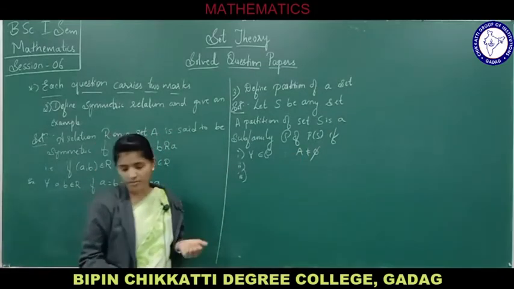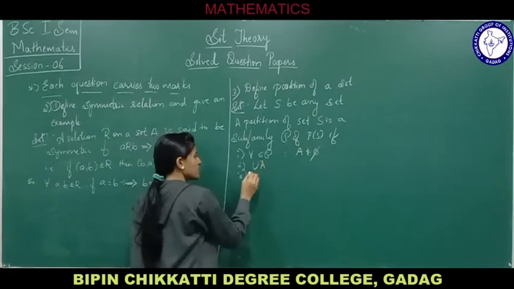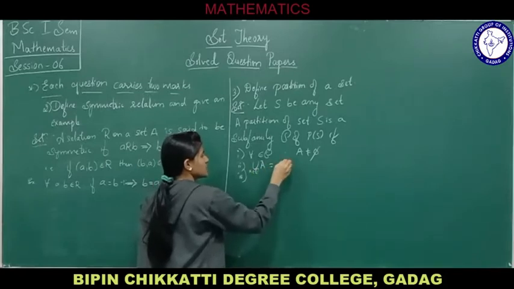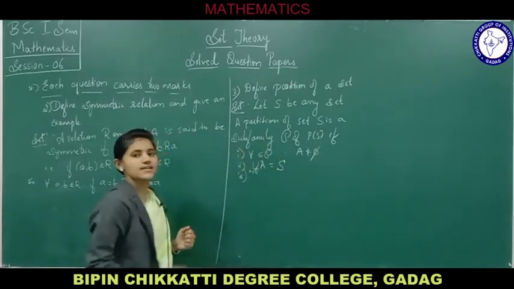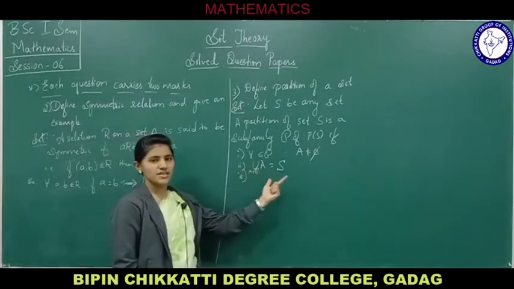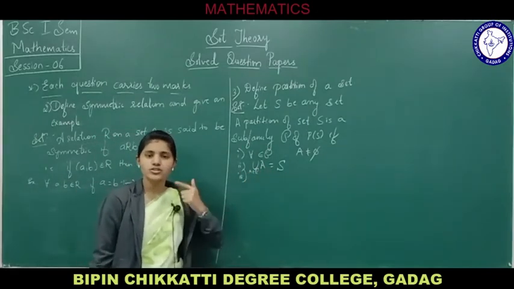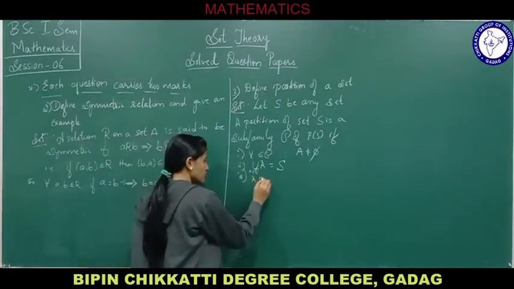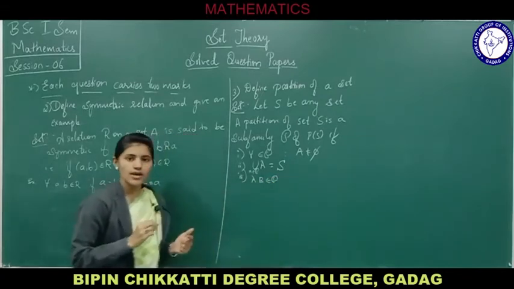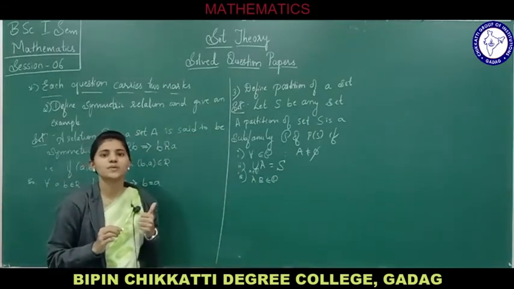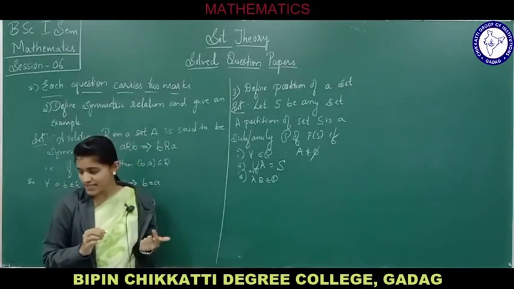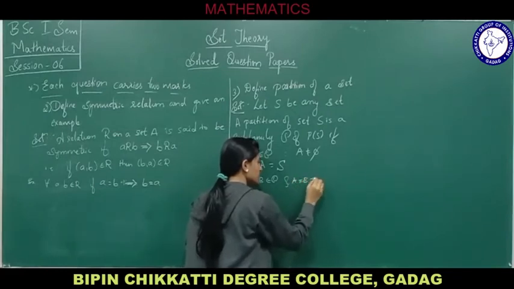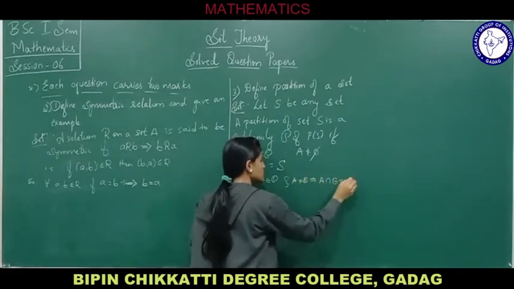What is going to happen? The union of A, for all A belonging to this P, should be S. Why so? Because it is a subfamily. The union of these sets should be equal to S. And the third condition is that A and B belong to P in such a way that their intersection should be empty. A is not equal to B implies A intersection B should be an empty set.